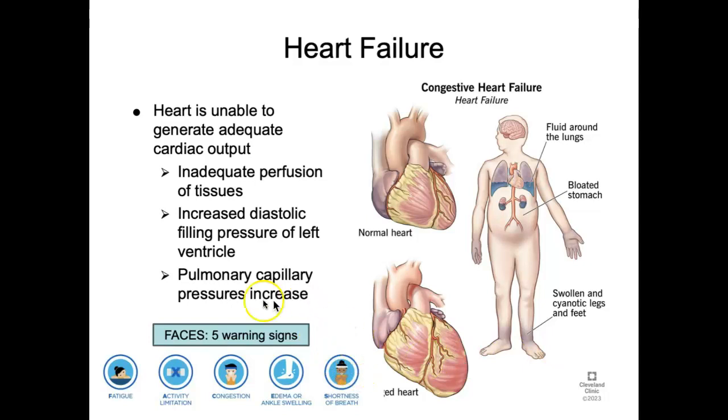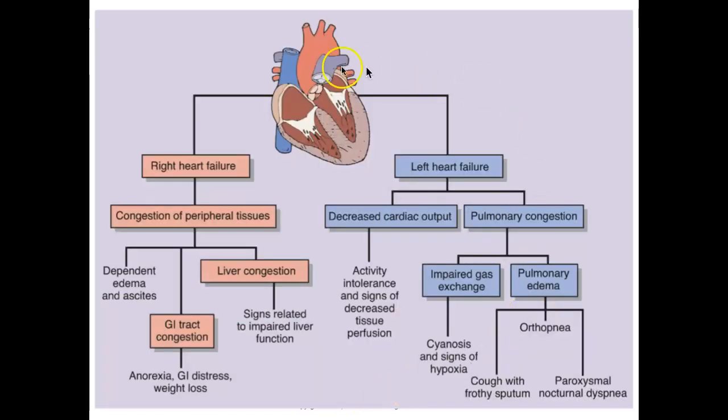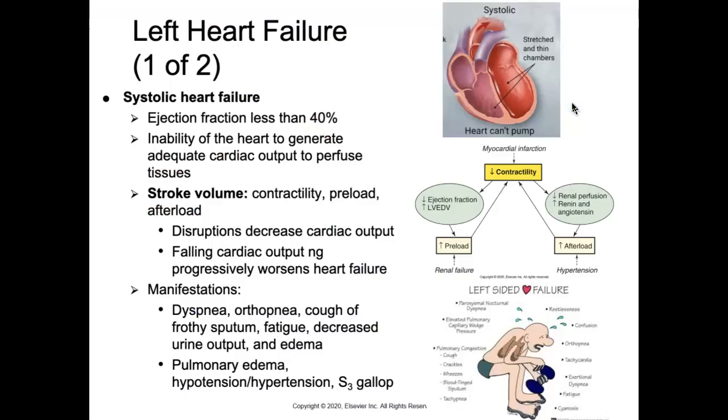And a few of the clinical manifestations are illustrated here, although we're going to go into a bit more detail. And I wanted to include this FACES mnemonic for 5 warning signs of heart failure, which include F for fatigue, A for activity limitation, C for congestion, E for edema or ankle swelling, and S for shortness of breath. And I also included this figure over here, which gives you a nice summary of right heart failure versus left heart failure. So feel free to reference back to this, but we will go through each side one by one.